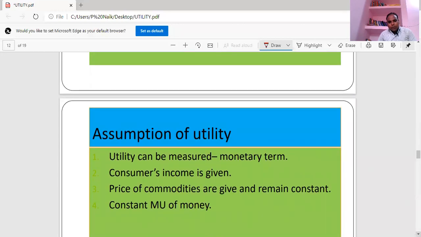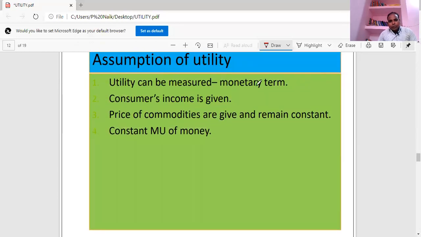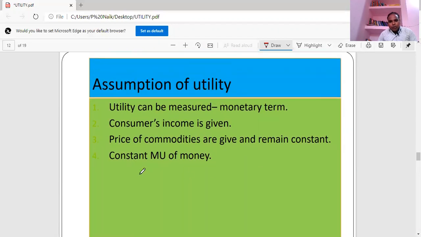In some cases the law of diminishing marginal utility does not apply, like getting money and taking alcohol. Then the assumptions of utility: first, utility can be measured in monetary terms. The consumer's income is given, and the prices of commodities are given and remain constant. Constant marginal utility of money. These were the assumptions of total utility.